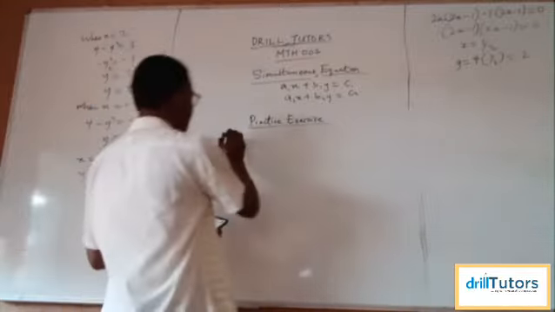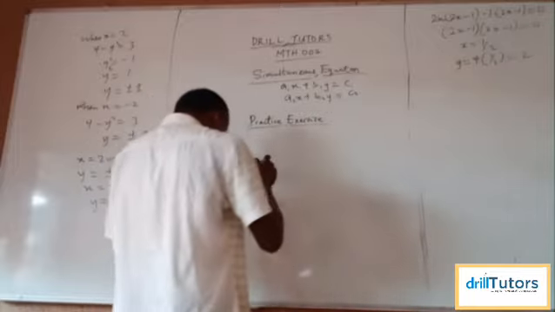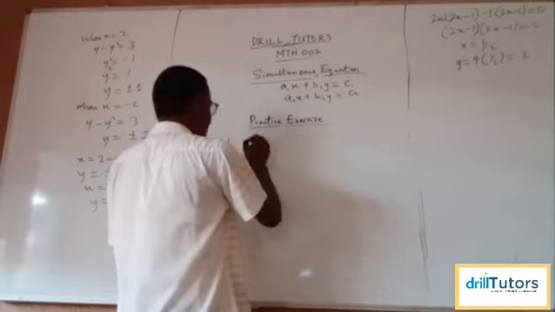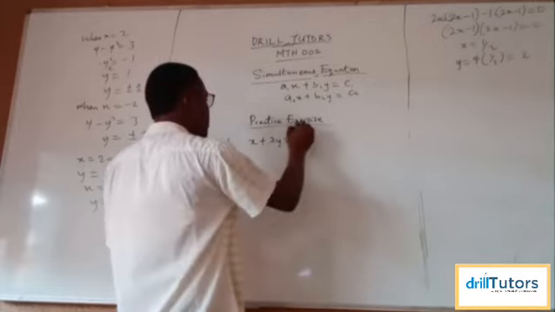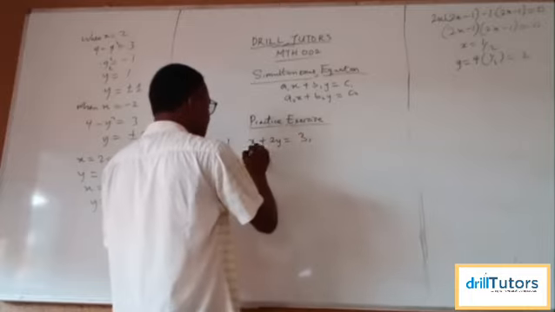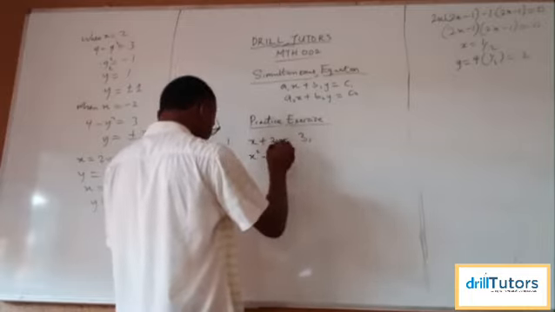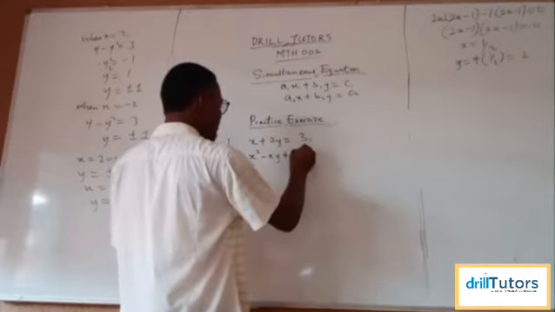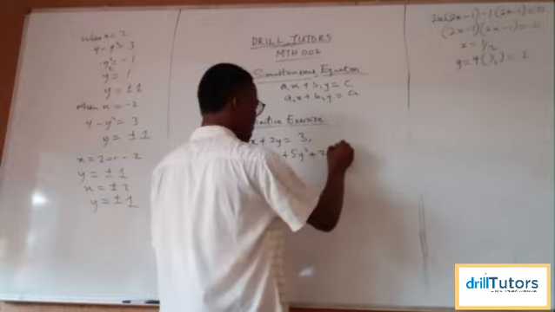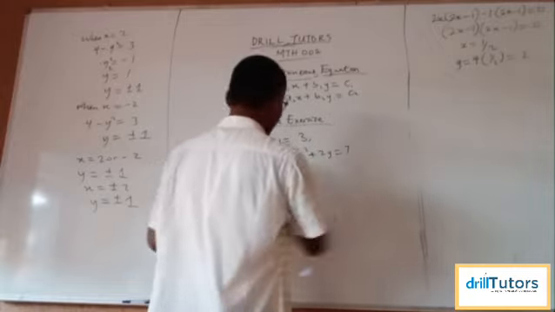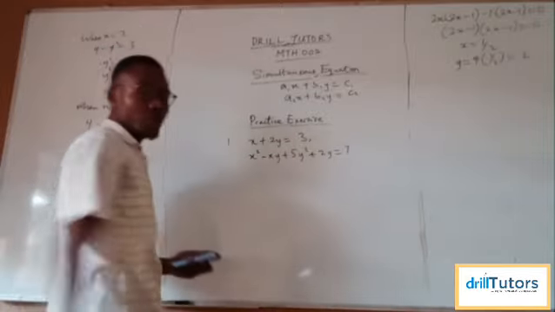Okay, the first question, guys, is what is the solution to this equation? x plus 2y is equal to 3 and x squared minus xy plus 5y squared plus 2y is equal to 7. That's the first set of equations. Find the solution to them.